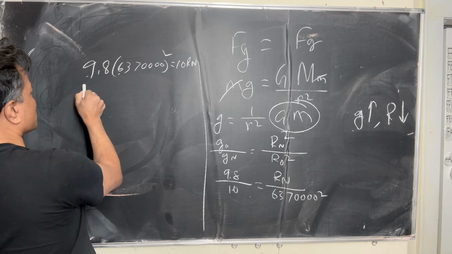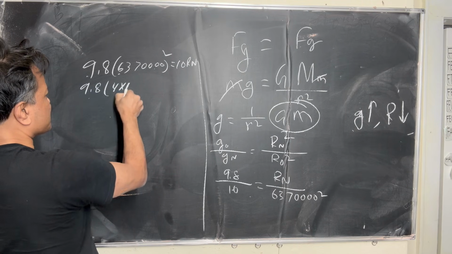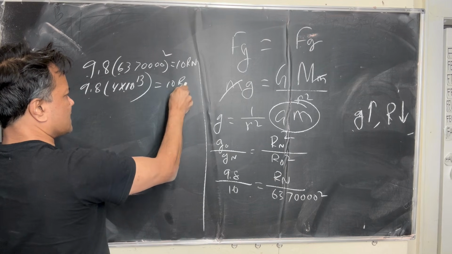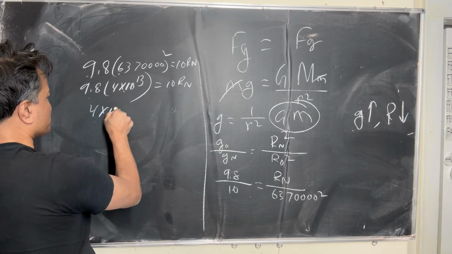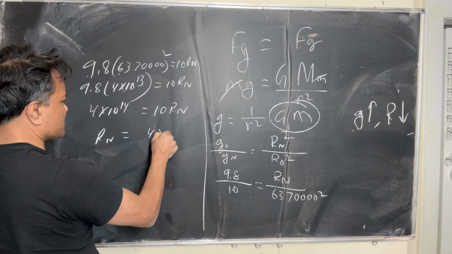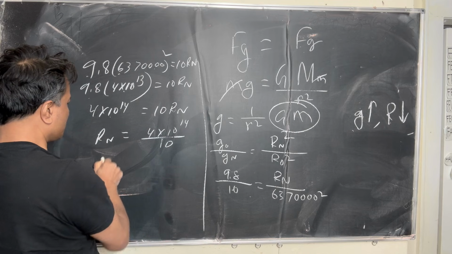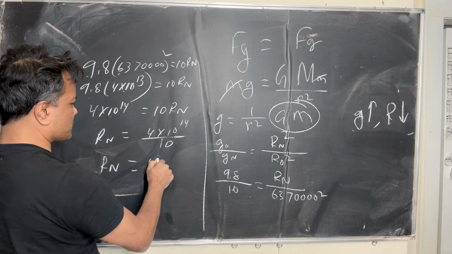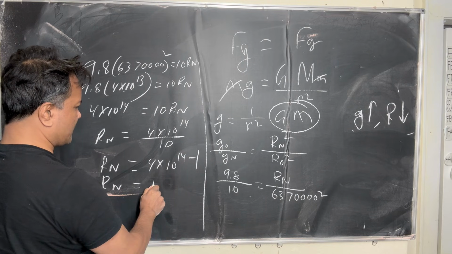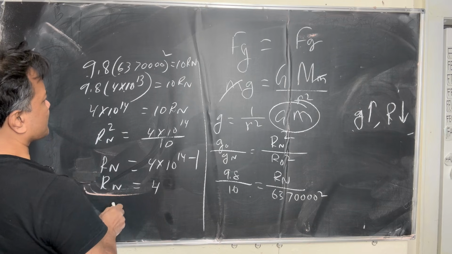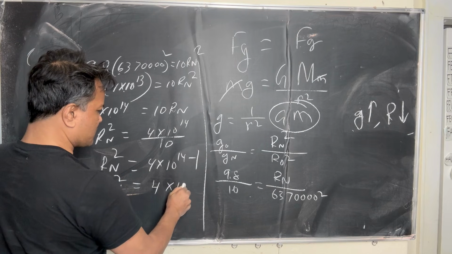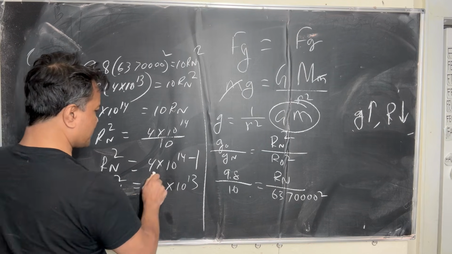So 9.8 times 4 times 10 raised to 13, the square of this one is 4 times 10 raised to 13, equals 10 Rn. So this is 4 times 10 raised to 14 is equal to 10 Rn. So Rn is equal to 4 times 10 raised to 14 divided by 10. So Rn is 4 times 10 raised to 14 minus 1. So Rn is equal to 4 times 10 raised to 13, then you take the square root.